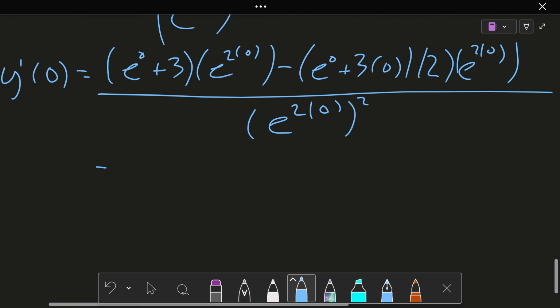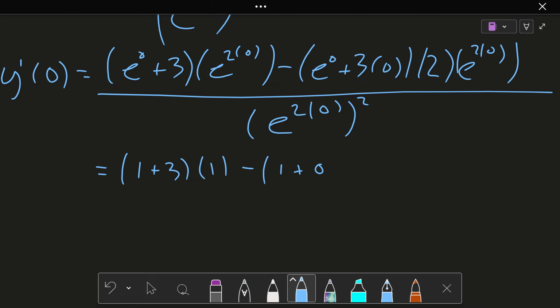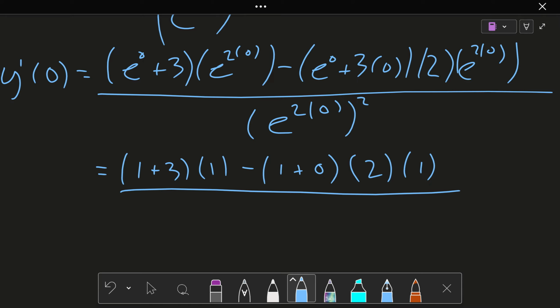Now it's about to get a lot easier here. So e to the power of 0 is 1. Then we have e to the power of 2 times 0, but anything to the power of 0 is 1, minus 1 plus 0. I'll write that down if you're trying to figure out what I'm doing. And then that was times the 2, and then times e to the power of 2 times 0. So 2 times 0 is 0, e to the power of 0 is 1, all over 1 squared.